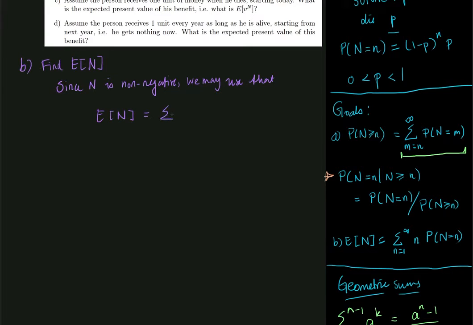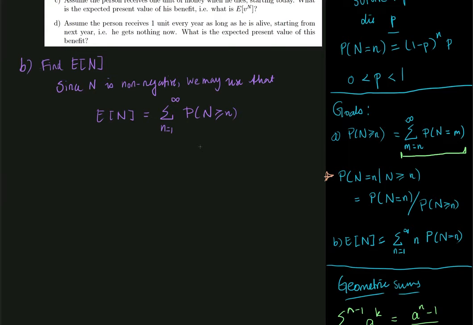So since n is non-negative, we may use that the mean of n is given by the sum of the probability that n exceeds little n. I think it's something like that anyways. For little n going from 1 to infinity. And let's just check in the notes, because I have a feeling that this should be greater than or equal to. Great, so this is right. And you can find this in one of the sections on expected values in the lecture notes.